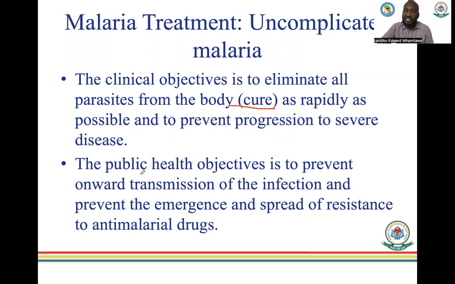But then within the context of public health, if you remember, we talked about the two different definitions. Epidemiologically, your idea is to prevent onward transmission of the infection. So whether or not you necessarily cure, you want to eliminate the parasites so that you don't continue with the spread of the disease or the emergence and spread of resistance to the anti-malaria drugs. So these are important things to take note of when you're talking about uncomplicated malaria treatment.